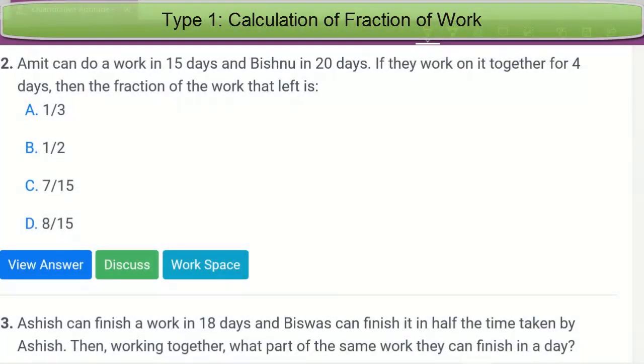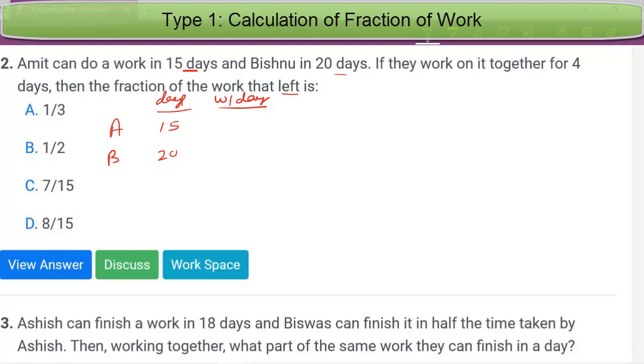So let's go to the first type of question. In this question it is said Amit can do a work in 15 days and Bishnu in 20 days. So if they work on it together for 4 days, then the fraction of the work that is left is, so Amit can do it in 15 days, Bishnu in 20 days. So here I am writing days, and we will have to find out the work per day.